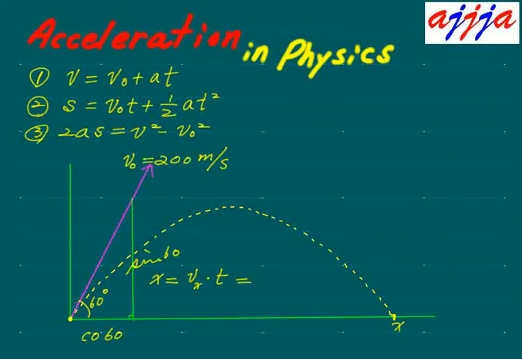So from this origin to this point is 200. This is cosine 60. What's cosine 60? That's a half. That means 200 times cosine 60, which is half of that, which is 100. Wow, this vx right here is 100. Now all we have to find out is the time.